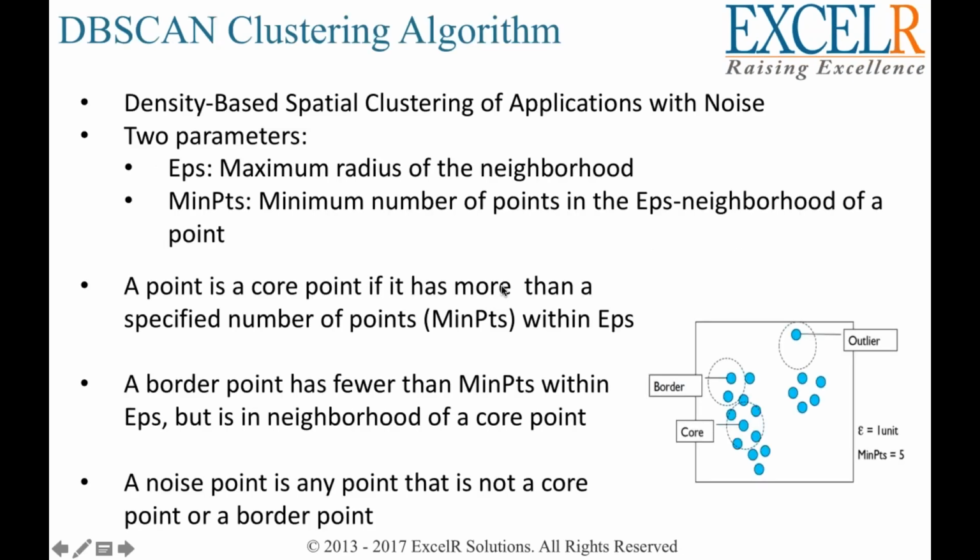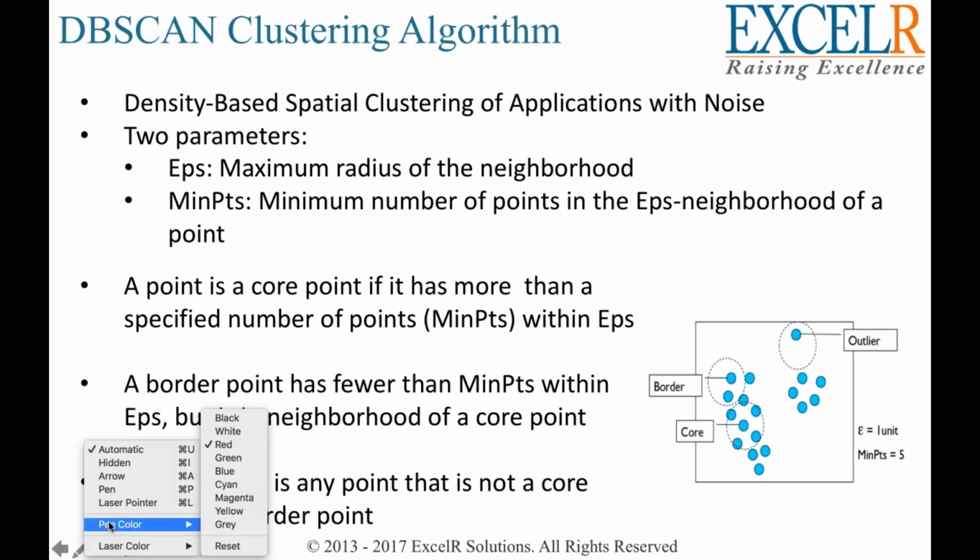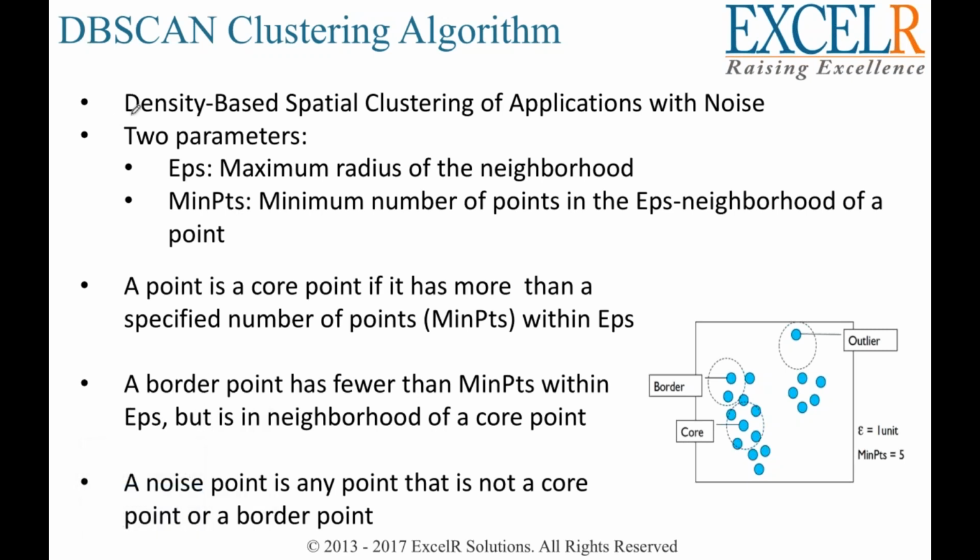Let us understand the theoretical aspects of this algorithm, and then we will practically look into a specific data set and perform this algorithm using R programming. DBSCAN stands for density-based spatial clustering of applications with noise. D stands for density, B for based, S for spatial, C for clustering, A for applications, and N for noise.